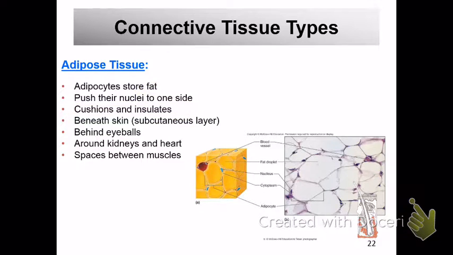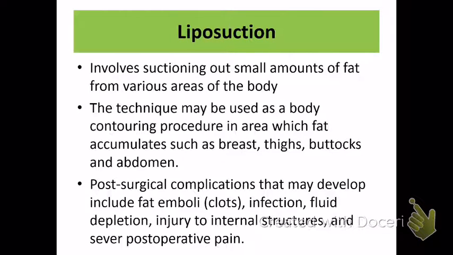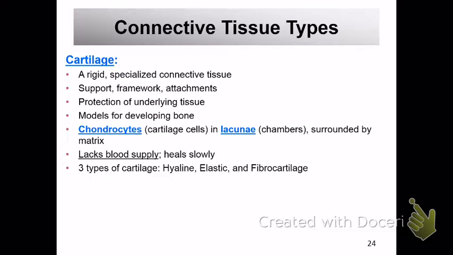And then this I just put in there as a clinical application. Liposuction, that's where they suction out small amounts of fat from the body. It can be used for someone who's overweight, like maybe even preparing for a heart surgery, and they would remove the fat from areas where it accumulates, like the thighs or the stomach. But the problem is, when you take out that much tissue, it increases your chances of infection, and that's why it says down here infection.